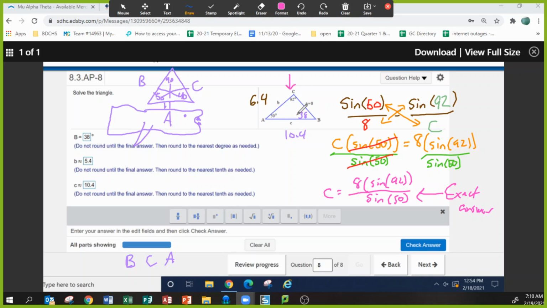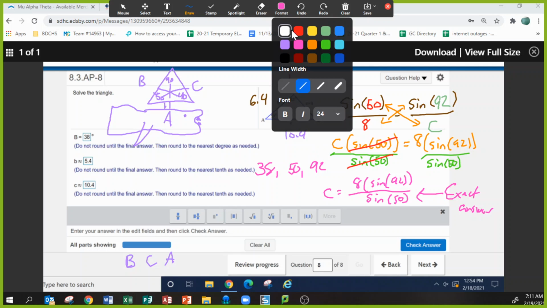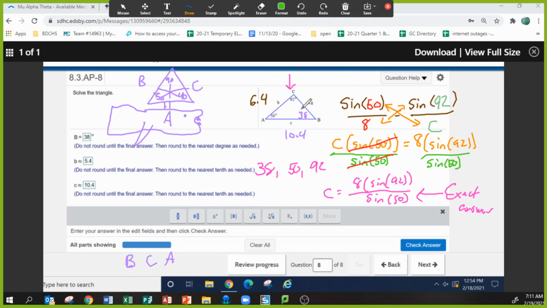So here, I'm going to write my angles in ascending order. So 38 is my smallest, 50 is my medium, and 92 is my largest. And what I'm going to do is, underneath each of the angles, write the length of the side opposite of them. This is 6.4, this is 8, and this is 10. Looks like they're in pretty good order to me.